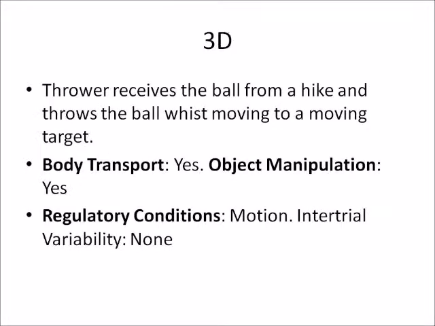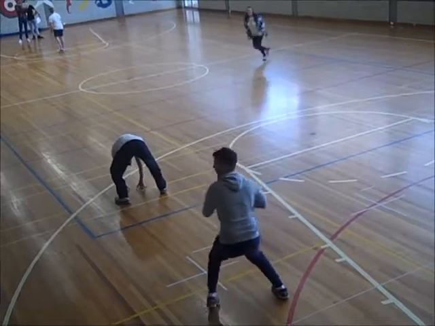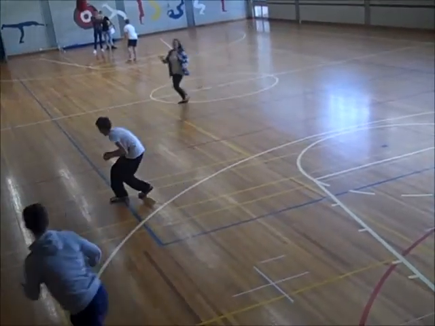The thrower will receive the ball from a hike and execute a forward pass from a moving position to a moving target. Notice that the movement of the thrower gets them into a position in which they will be able to execute a strong forward pass to a moving target.